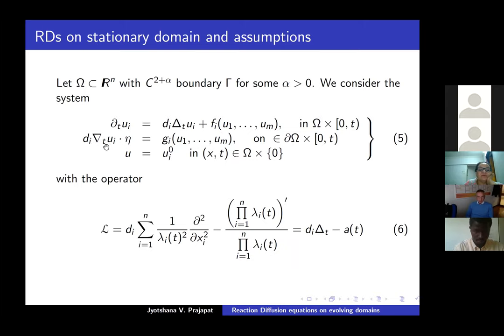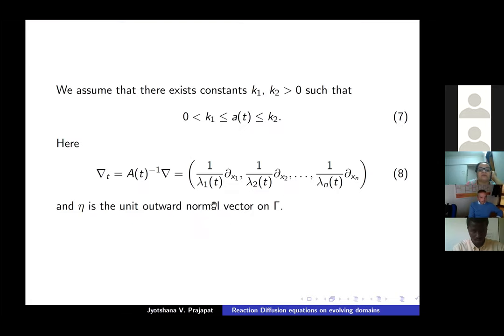This is the Neumann boundary condition. Here eta is the unit outward normal vector on the fixed domain omega. So the usual normal derivative condition on omega t translates to the gradient t sub t ui. Gradient sub t ui is nothing but 1 by lambda I times del by del ui. So this is my new gradient vector.